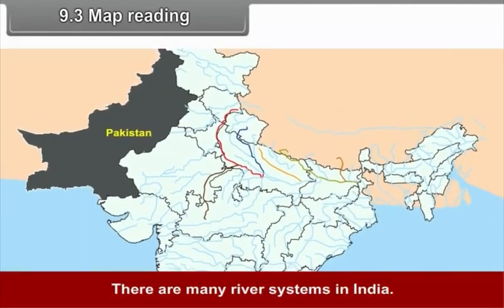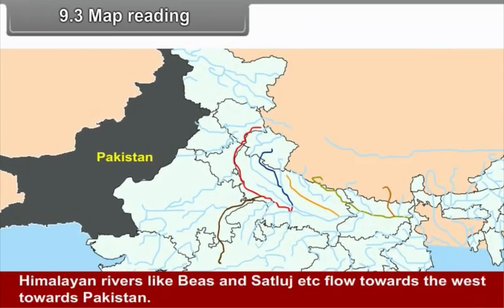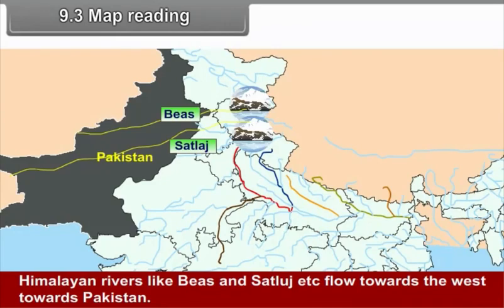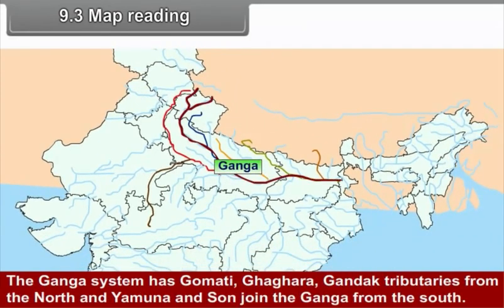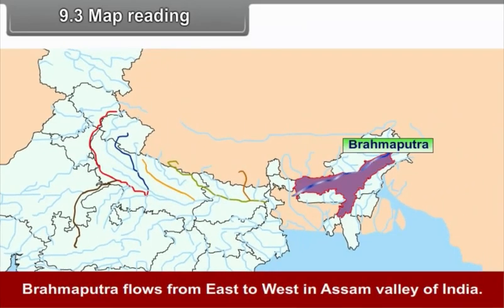There are many river systems in India. Himalayan rivers like Beas and Satluj, etc. flow towards the west towards Pakistan. The Ganga system has Gomati, Ghagra, Gandak tributaries from the north and Yamuna and Son join the Ganga from the south. Brahmaputra flows from east to west in Assam Valley of India.